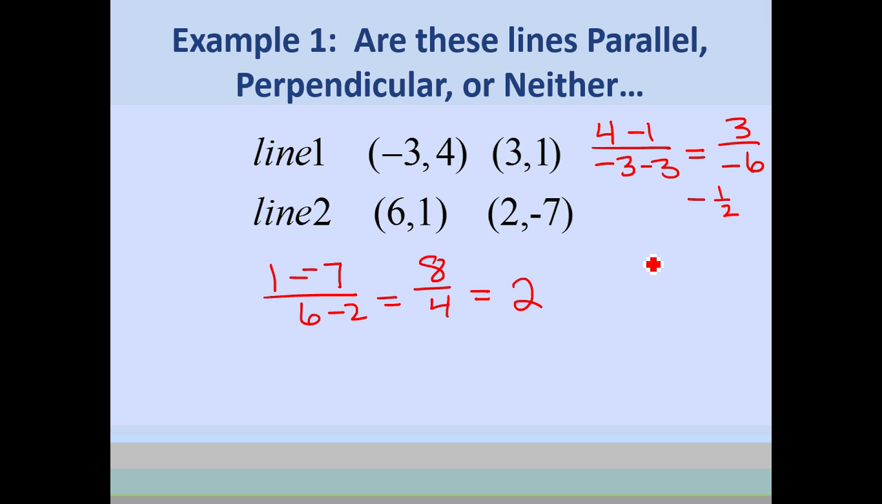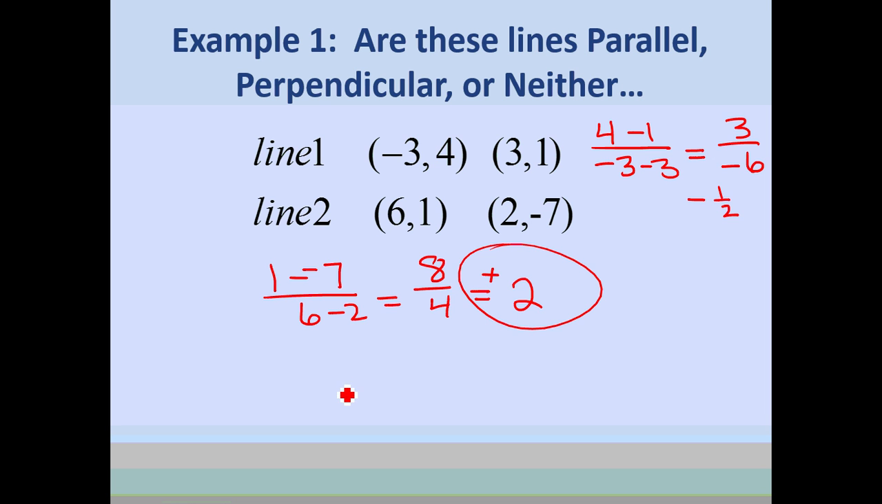So these two right here are opposite reciprocals. One is negative, one is positive, and then reciprocals, this is a half. If I flip that, I get 2 over 1, which is 2. So since these are opposite reciprocals, I know for a fact that these two lines are perpendicular to each other.